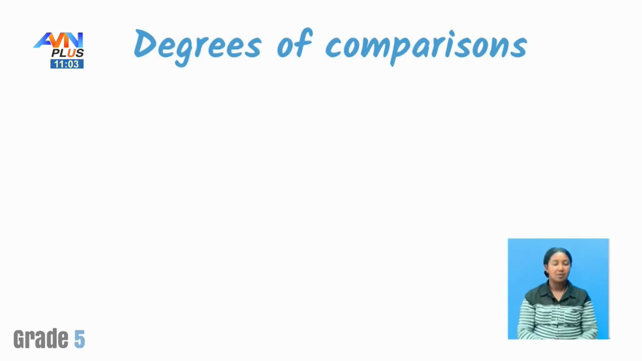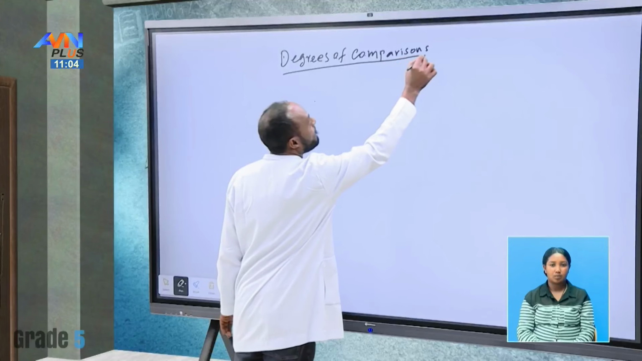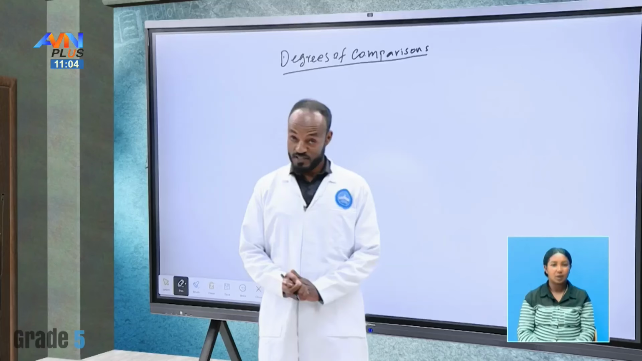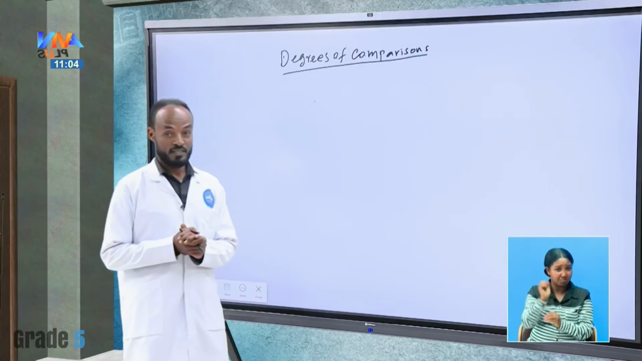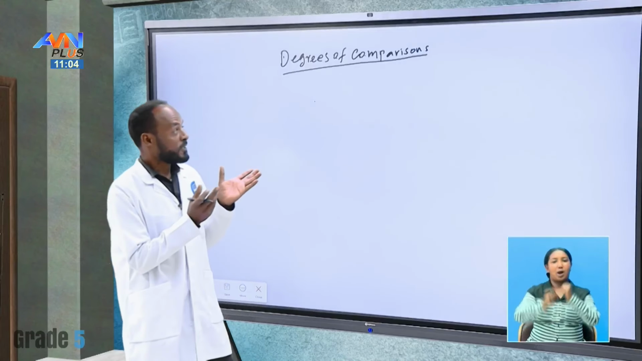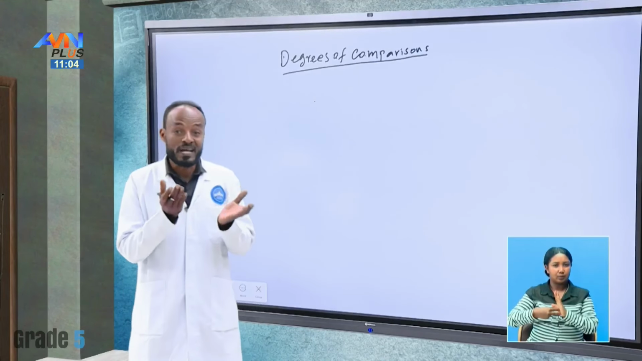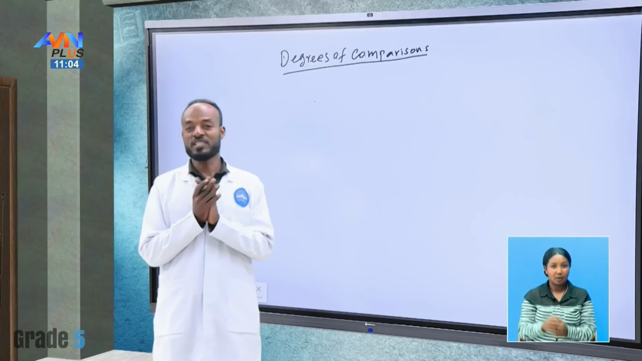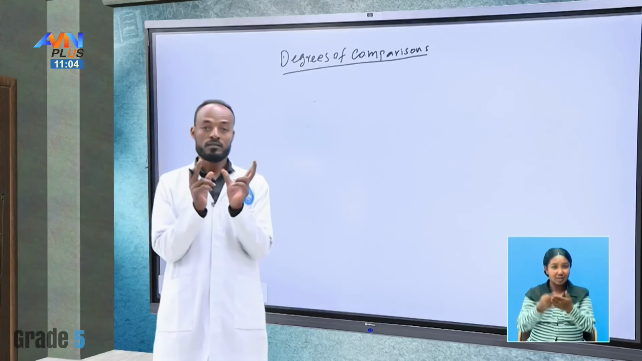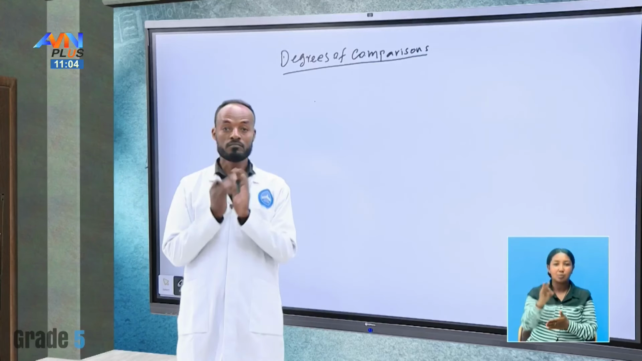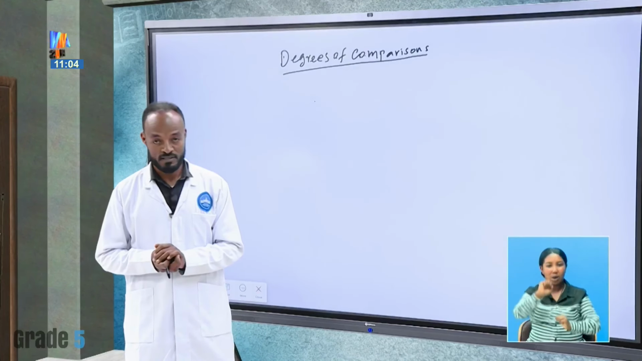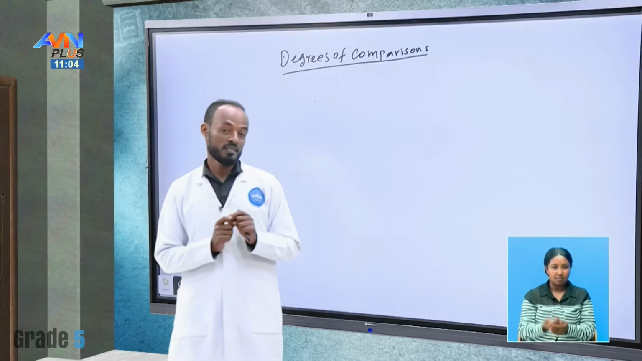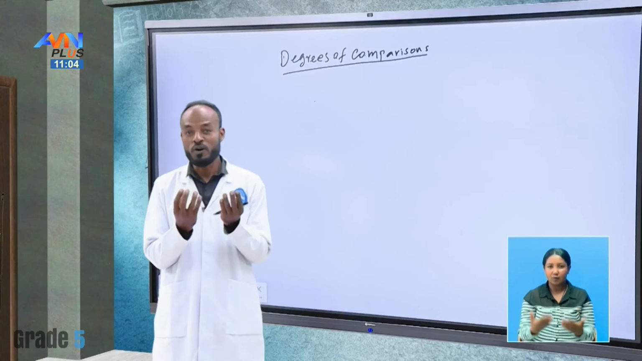Degrees of comparison. Students, you're familiar with this topic. Degrees of comparison means comparing something based on their degree. Okay? Basically, in English, there are three types of degrees of comparison. Before we talk about that, we have to have our own objectives at the end of the lesson.